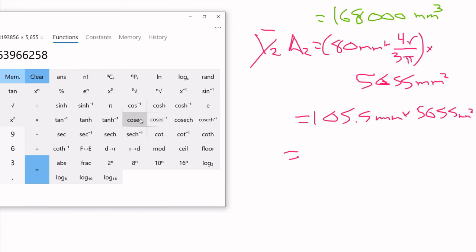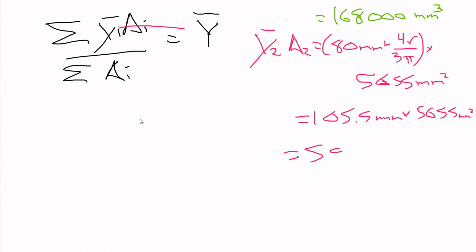So what do we got here? 596,407 millimeters cubed.